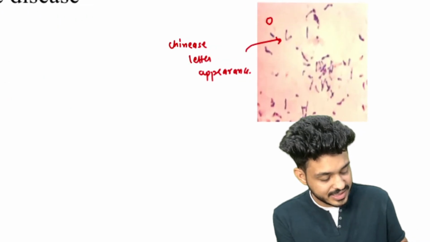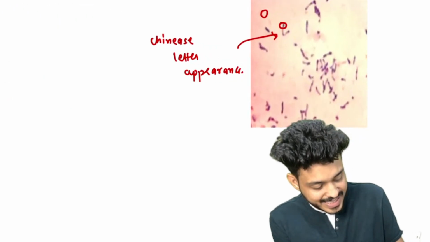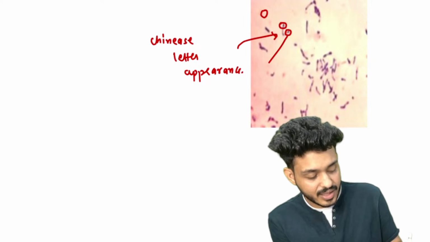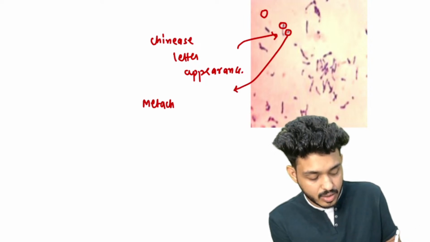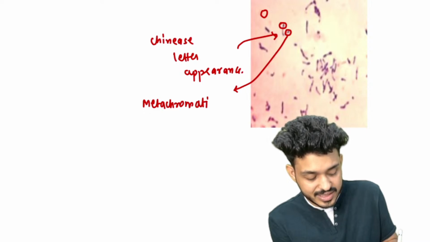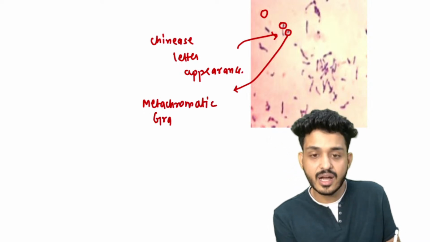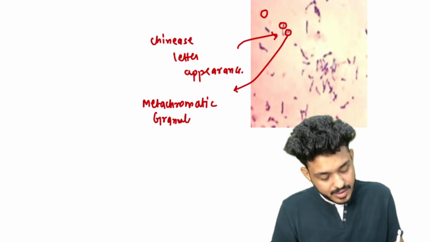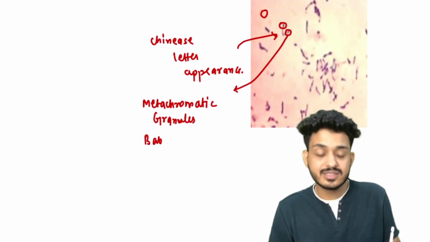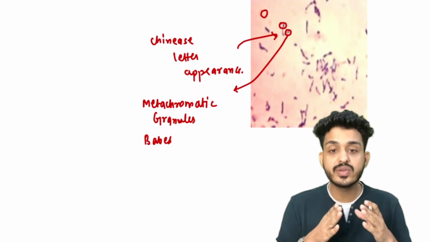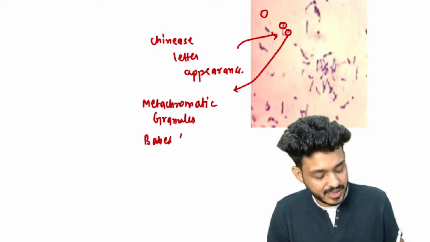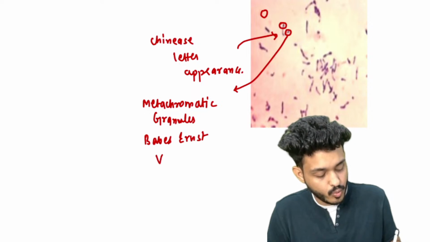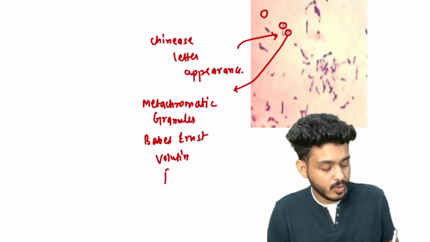And these granules, can you tell me, these are known as, this is also a question, these are known as metachromatic granules. What are the other names for these granules? These are also known as Babes Ernst granules, Volutin granules, and polymetaphosphate granules. Okay, Babes Ernst, Volutin, and polymetaphosphate.